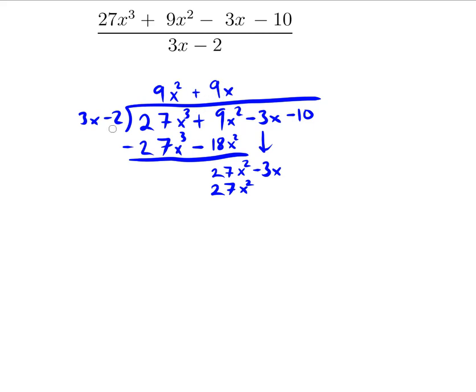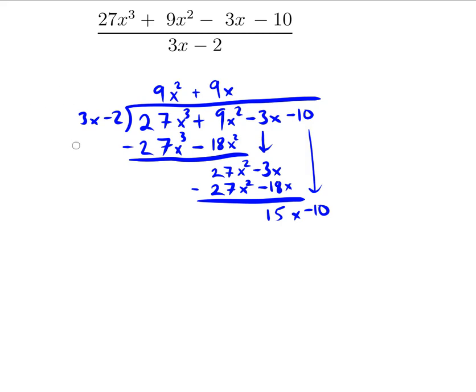And that 9x also has to be multiplied times that negative 2, which means it's going to be a negative 18x, right? And I'm going to just go ahead and subtract those now. And remember, these cancel out. 27x squared minus 27x squared cancel out. But negative 3x minus a negative 18x is actually going to be negative 3 plus 18x essentially, and so that's going to be a positive 15x, right? So I get a positive 15x now. And I'm going to bring down my negative 10 term.